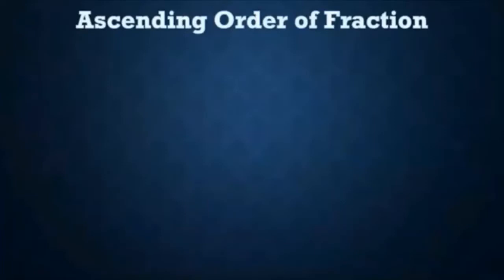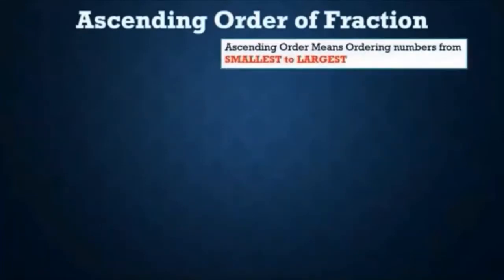So now let us learn about the ascending order of fractions. The ascending order of fractions means ordering numbers from smallest to largest. For example, we'll arrange 11 by 12, 5 by 8 and 3 by 4 into ascending order. So how to do this?